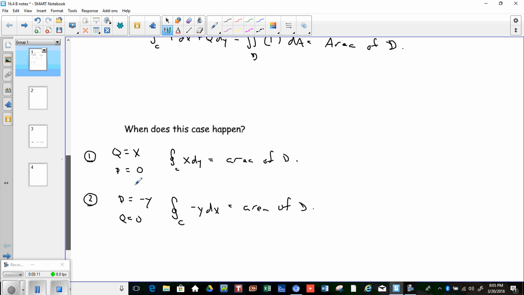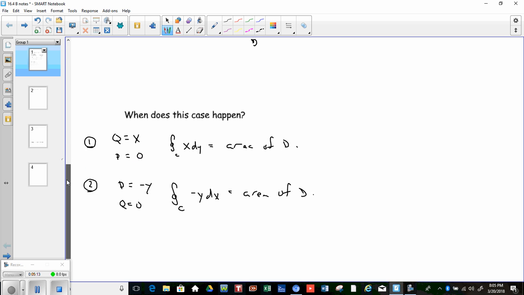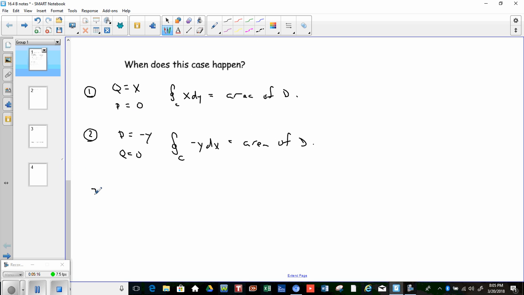Now, these are two very trivial cases, and this really isn't going to be the most commonly used one. The most commonly used one that we're going to look at is number 3. This is the one that's going to really help us out. Is if Q were to equal 1/2 x and P were to equal negative 1/2 y.